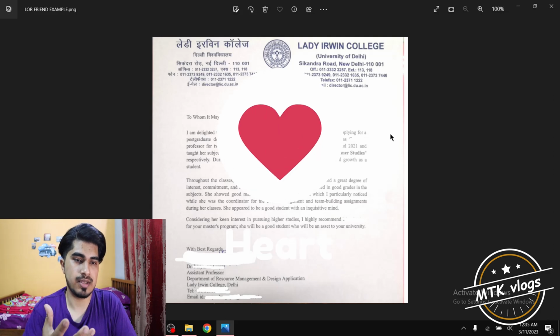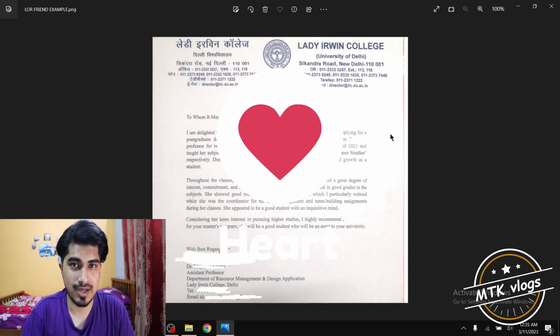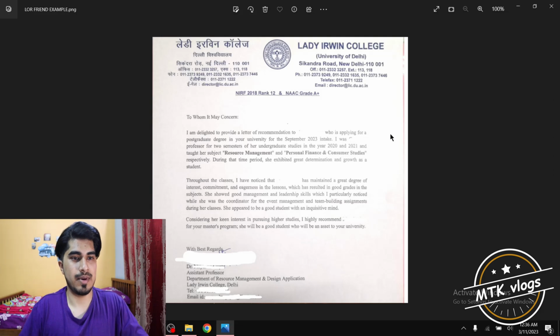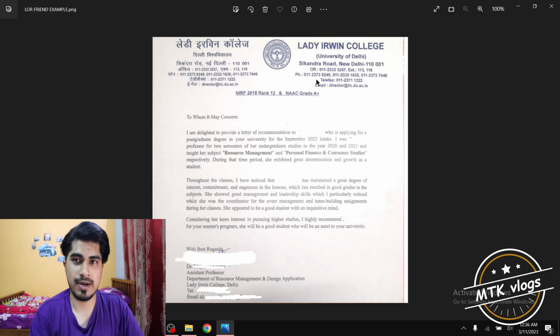So whenever someone uploads an LOR, it gets checked for plagiarism by many softwares, not just one. So please write your own LOR, or just get an LOR from your professor. Here, as you can see, this is from Lady Irwin College, University of Delhi. So your LOR should be printed on the school paper.